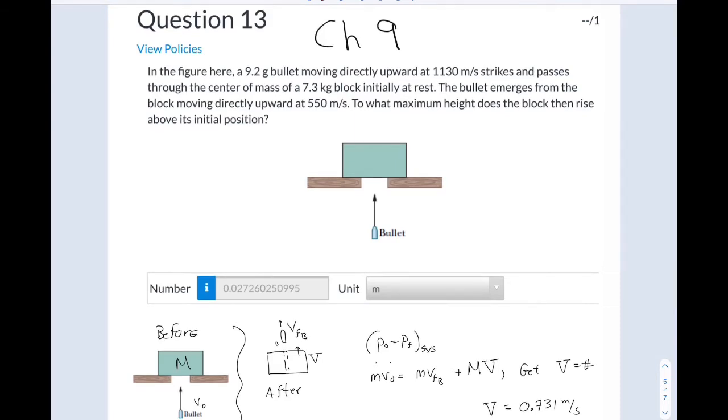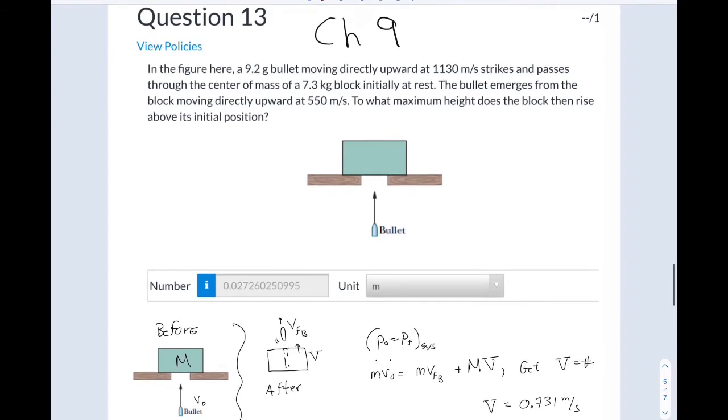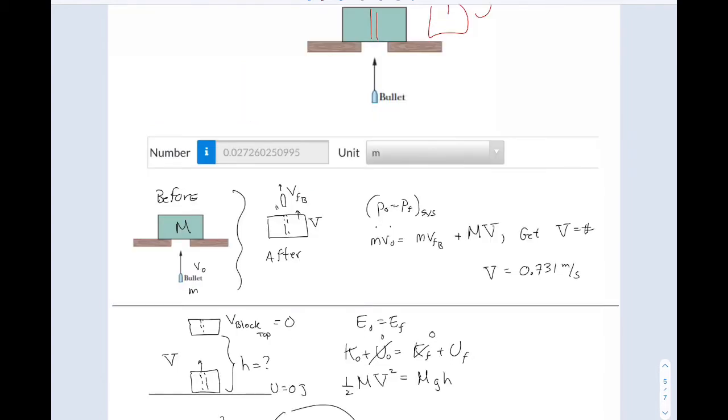This one, I'm going to draw this before and after picture. This is number 13. So the bullet comes in, it goes through the block, and then the block flies up to some maximum height, and then stops. They want to know to what maximum height the block flies. First, I'm going to conserve momentum for the bullet and block collision. Here's my before picture, here's my after picture. So P initial equals P final for this system.